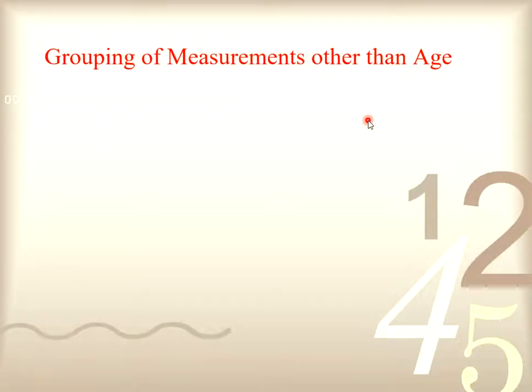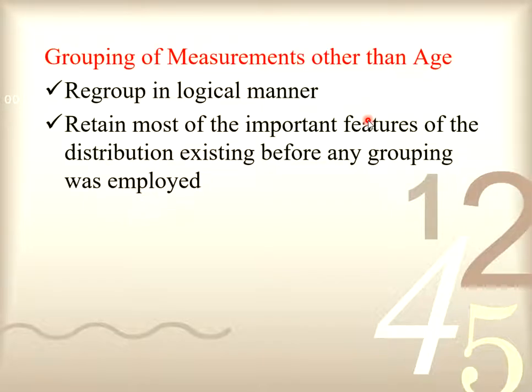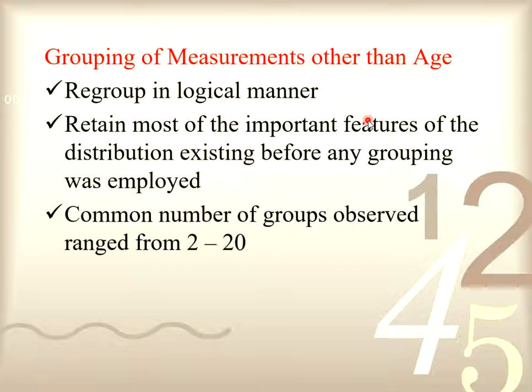Grouping of measurement other than age. Regroup in a logical manner. Retain most of the important features of the distribution existing before any grouping was employed. Common numbers of groups observed range from 2 to 20. So, usually, you can choose within 2 to 20 groups.